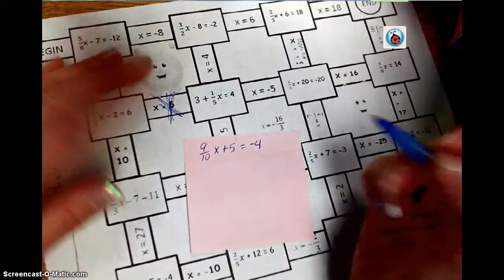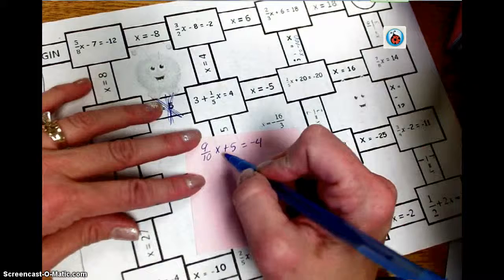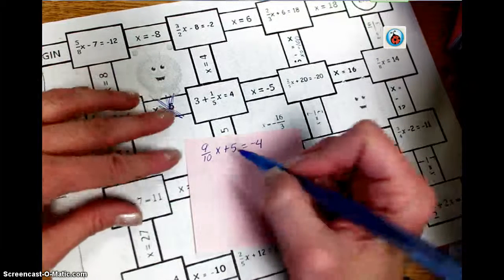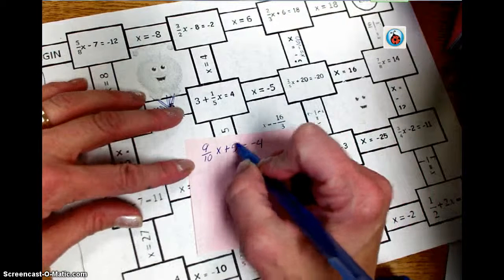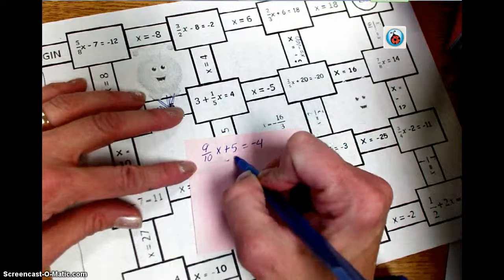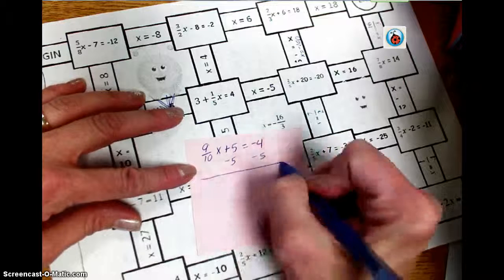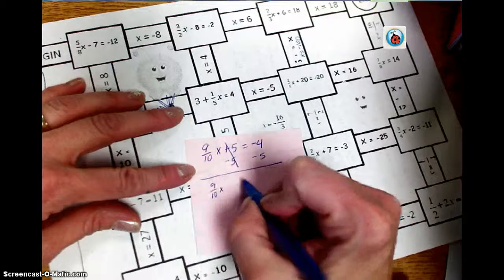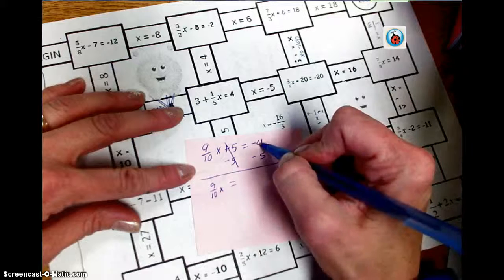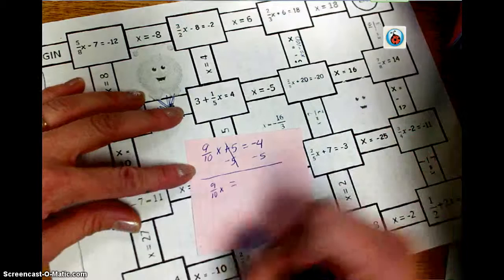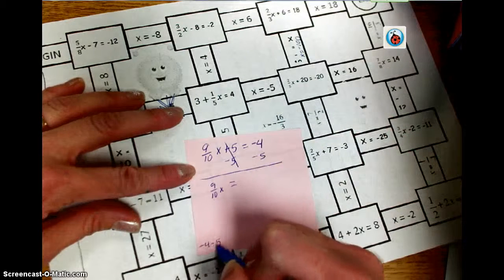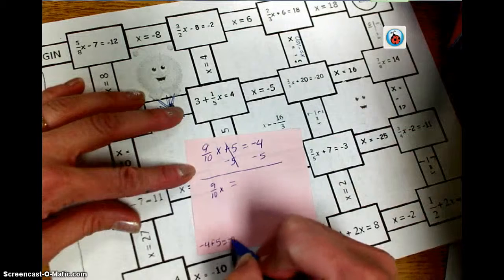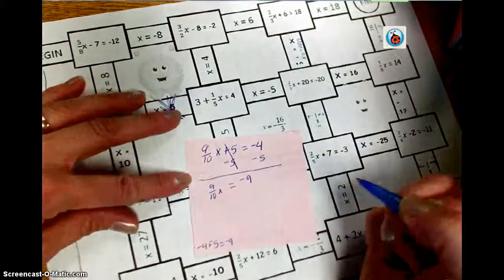So we want to start just like a regular equation, undoing. We do order of operations in reverse. So we have the plus 5 here, we're going to subtract 5 from both sides. That cancels out. I bring down my 9/10 x equals, now here I have -4 minus 5. If I write that straight across, -4 minus 5, and do my slash slash, that equals -9.